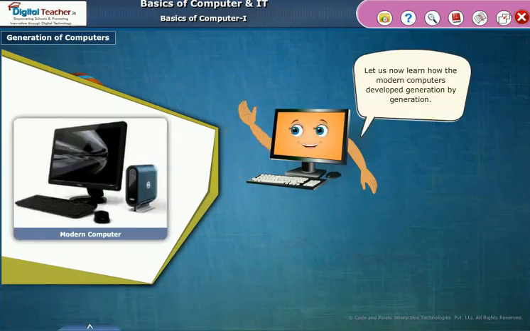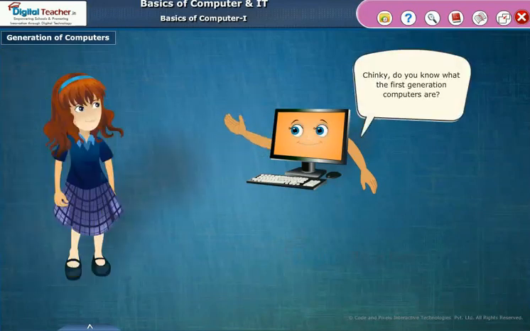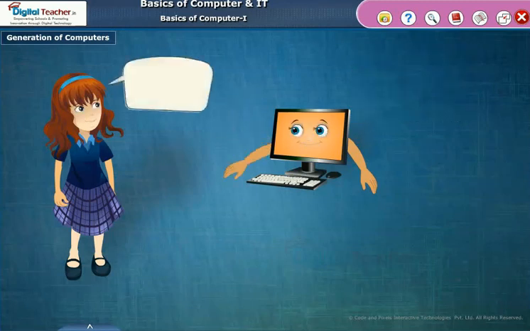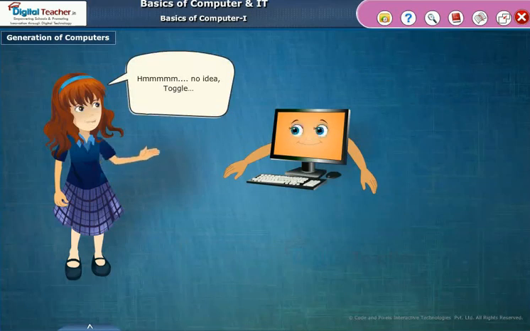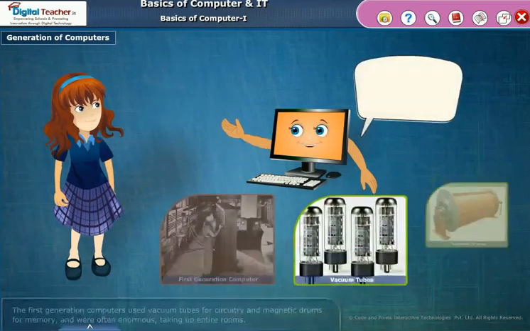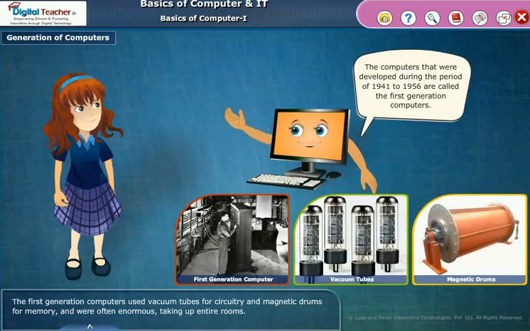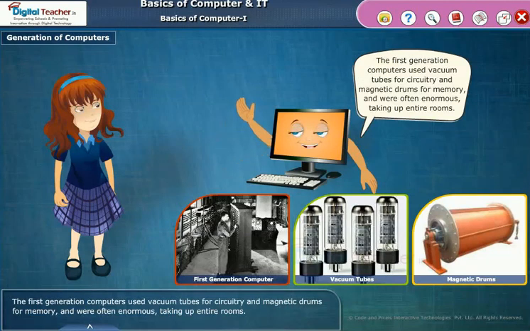Let us now learn how the modern computers developed generation by generation. Chinky, do you know what the first generation computers are? No idea, Toggle. The computers that were developed during the period of 1941 to 1956 are called the first generation computers. The first generation computers used vacuum tubes for circuitry and magnetic drums for memory and were often enormous, taking up entire rooms.